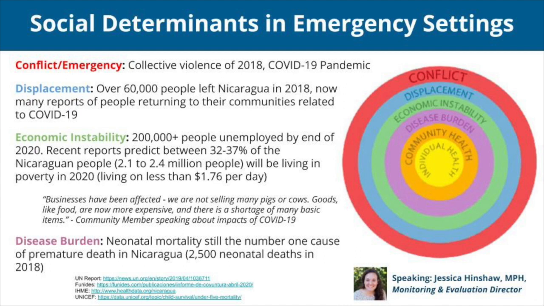So for disease burden, Nicaragua has a really high neonatal mortality rate. It's still the number one cause of premature death in Nicaragua. And so we know that in emergency settings, mothers and children are the people that are impacted the most. Actually, the Lancet, which is a really important journal in public and global health, came out with a report yesterday just talking about the severity of how this pandemic is going to be impacting maternal and child health globally. So it's just a really tough situation. So we know that disease burden could increase for maternal and child health in Nicaragua.